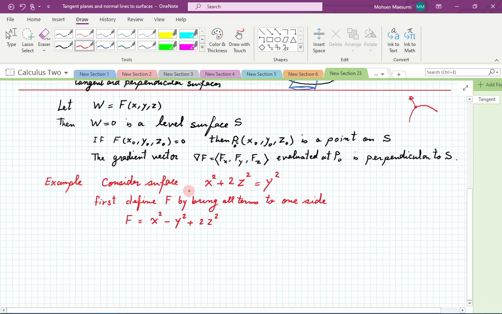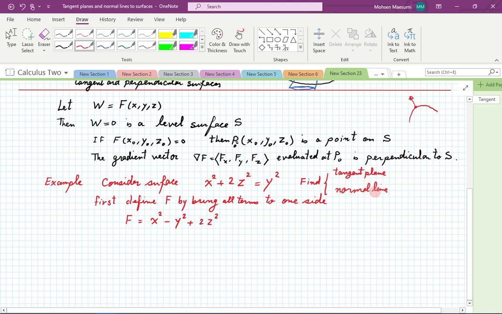Consider a surface given by x squared plus 2z squared equal to y squared. Suppose we want to find out the tangent plane and the normal line. So here are two things to find. Let's see. Find two things: the tangent plane, and of course also the normal line.